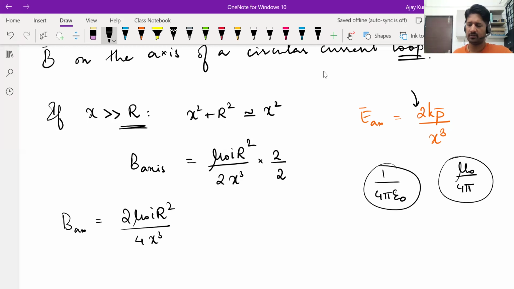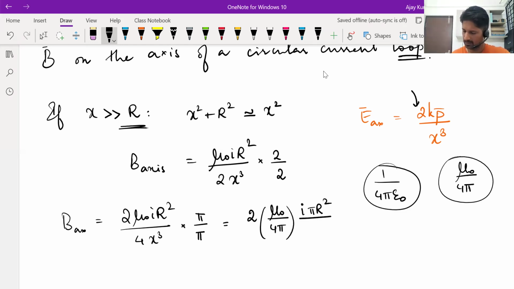we are going to derive some more magnetic field formulas. You will notice a similarity between electric field formulas and magnetic field formulas, and you'll see that wherever you get 1 by 4 pi epsilon naught in electrostatics, you get mu naught by 4 pi in magnetism. So we are going to do that here. In order to bring in a 4 pi in the denominator, we'll multiply and divide with pi. So what it becomes is 2, in place of k you have mu naught by 4 pi, then you are left with I into pi r square in the numerator, and in the denominator, you are left with x cube.